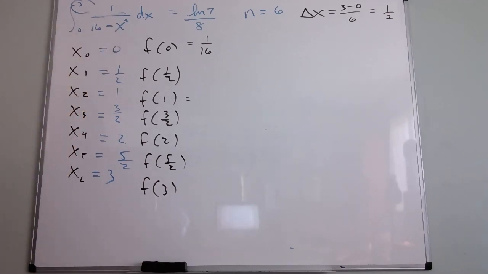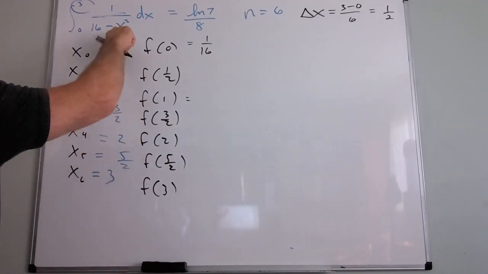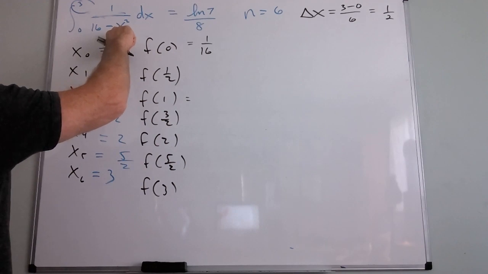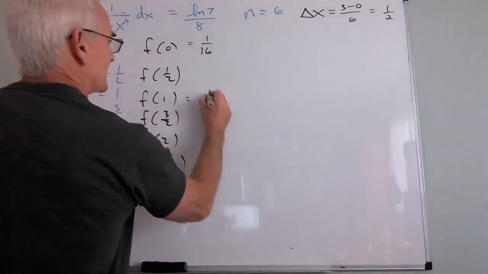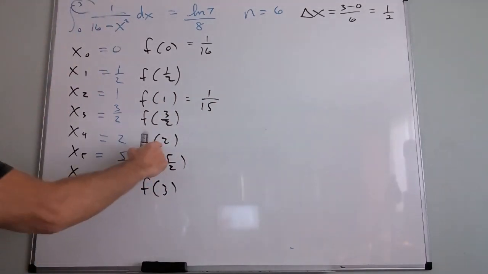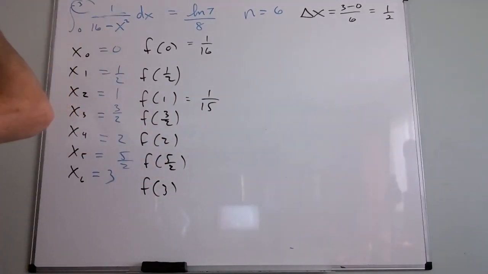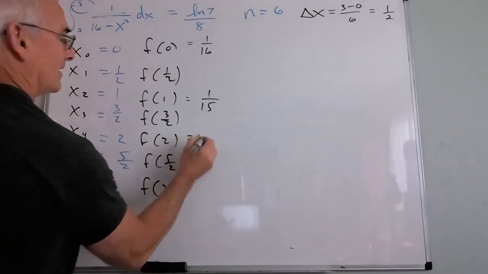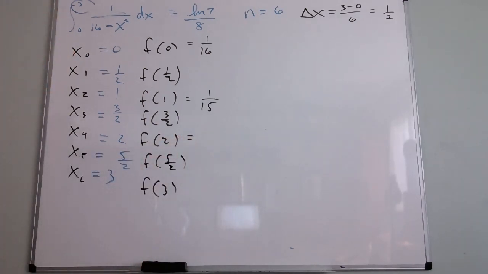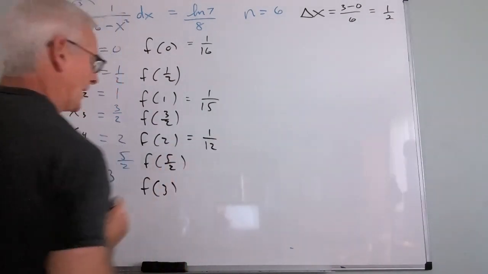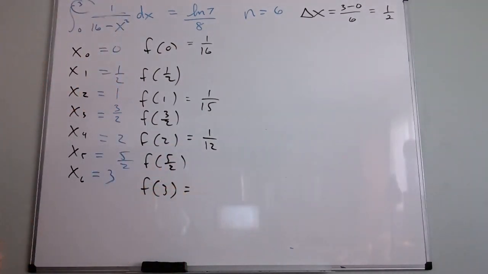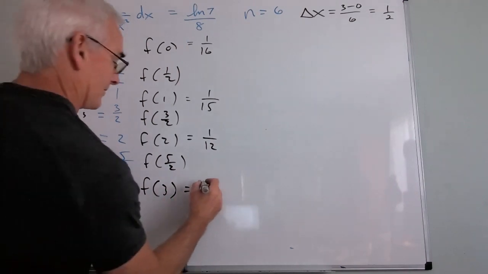f of 1 would be 1/4. f of 1. Oh wait, I'm sorry. Never mind. It's not 1/15. 150. Well, no one said it. Yeah. What's f of 2? 1/12. 1/12. Some of you guys are thinking way too hard. And f of 3? 1/13. 1/7. 1/7.